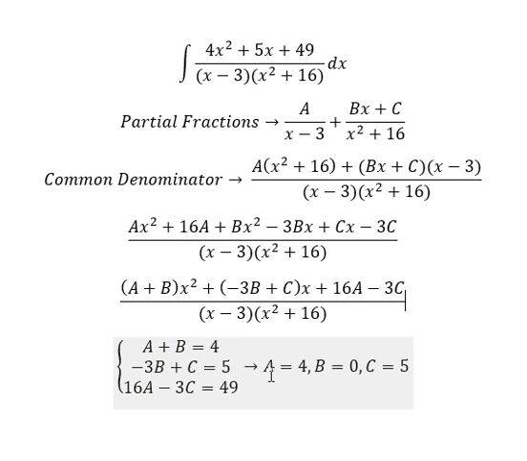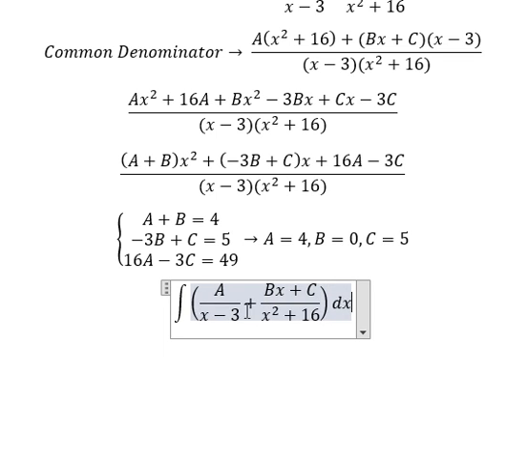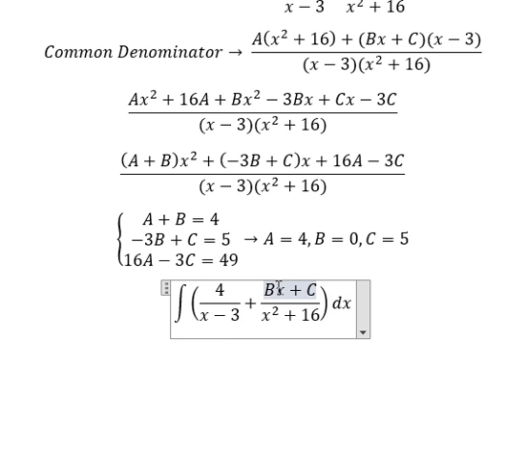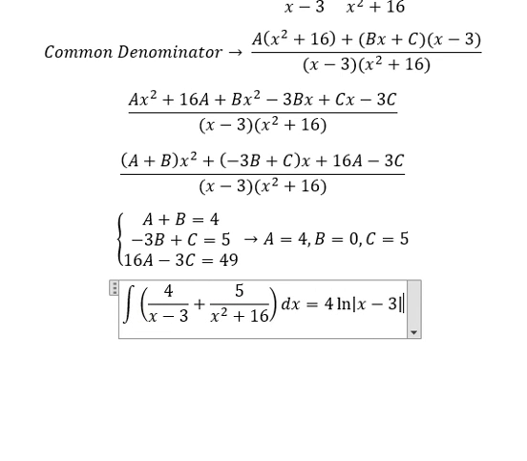And now we put A, B, C in here. So A equals 4, B equals 0, C equals 5. And we can put it like this. And now we have the final answer.